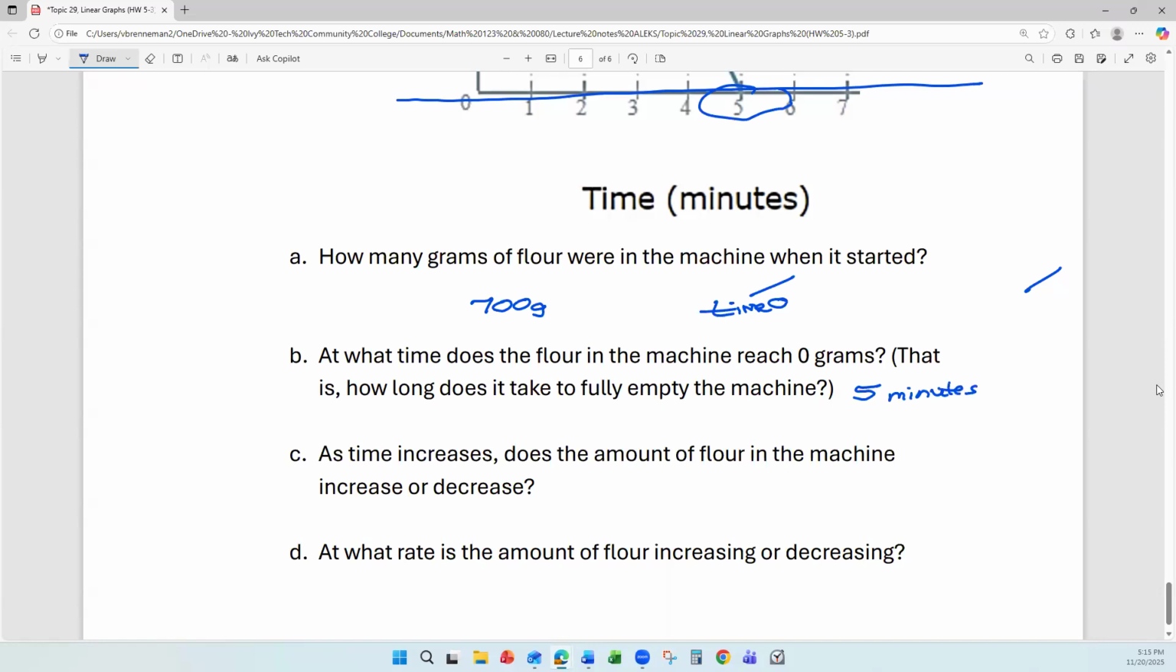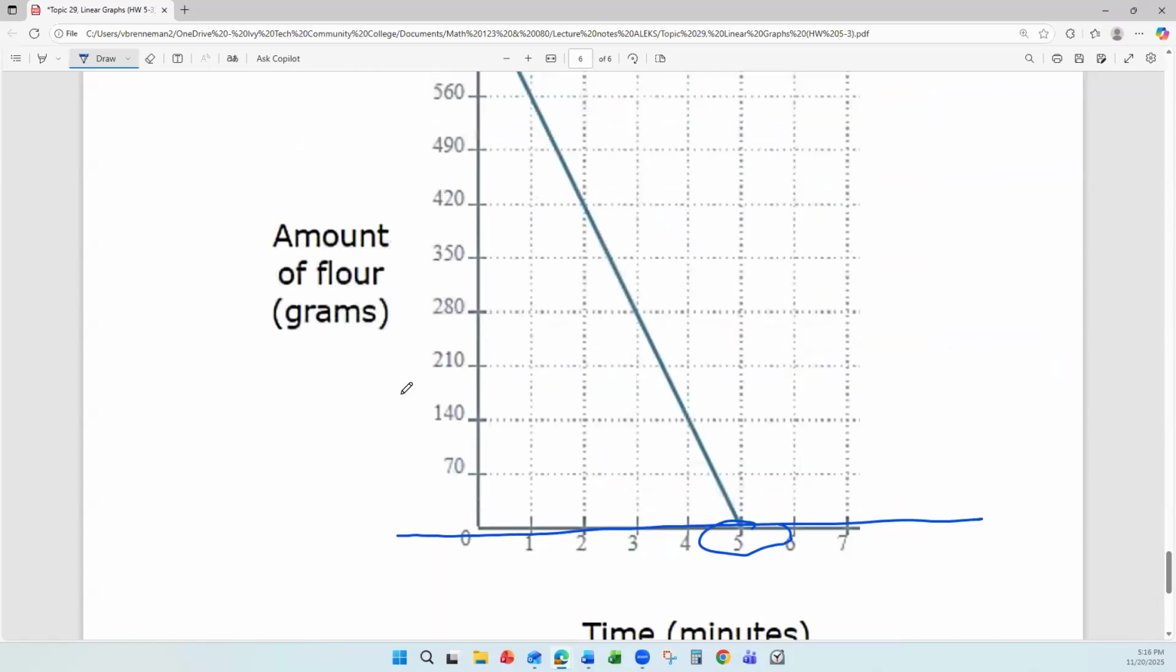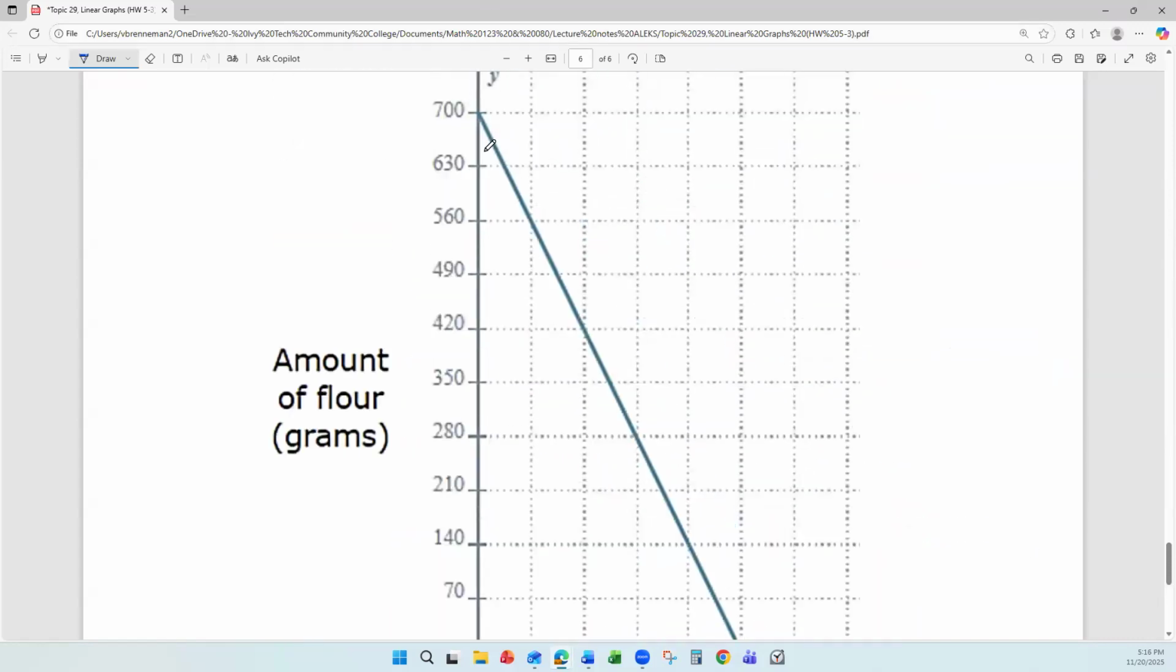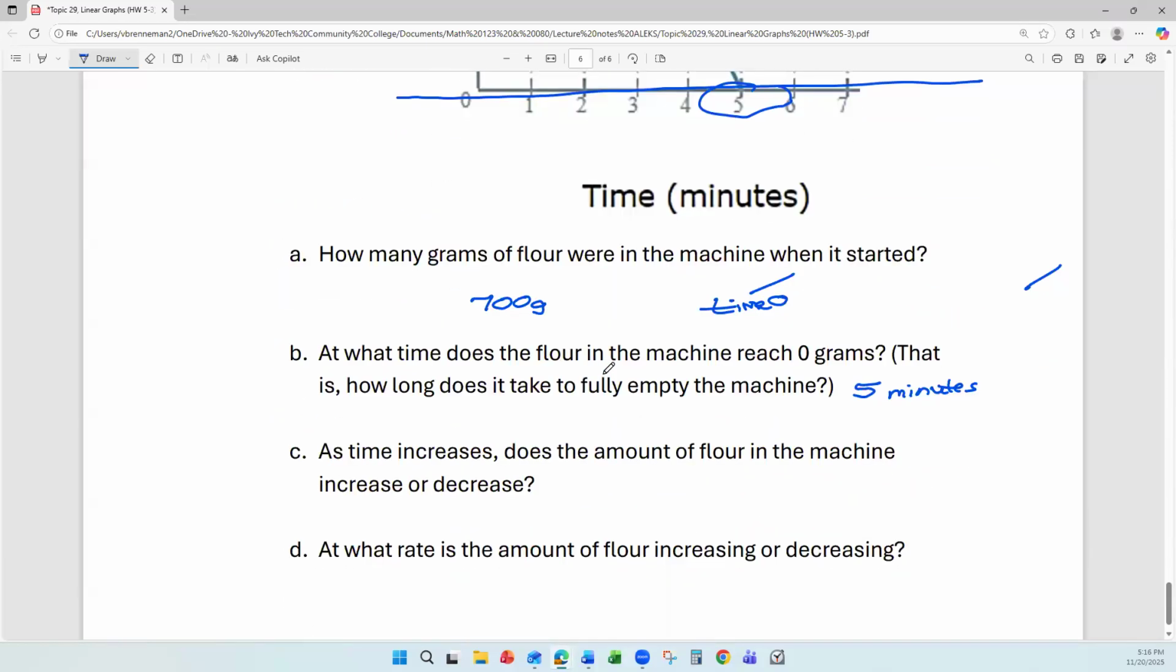All right, then this is a little bit of a weird way this question is asked, but this is how you'll see it, Alex. As time increases, which just means as we're moving left to right on the graph in the normal progression forward in time, does the amount of flour in the machine increase or decrease? And we can see as we're going left to right on the graph that the amount of flour is decreasing.